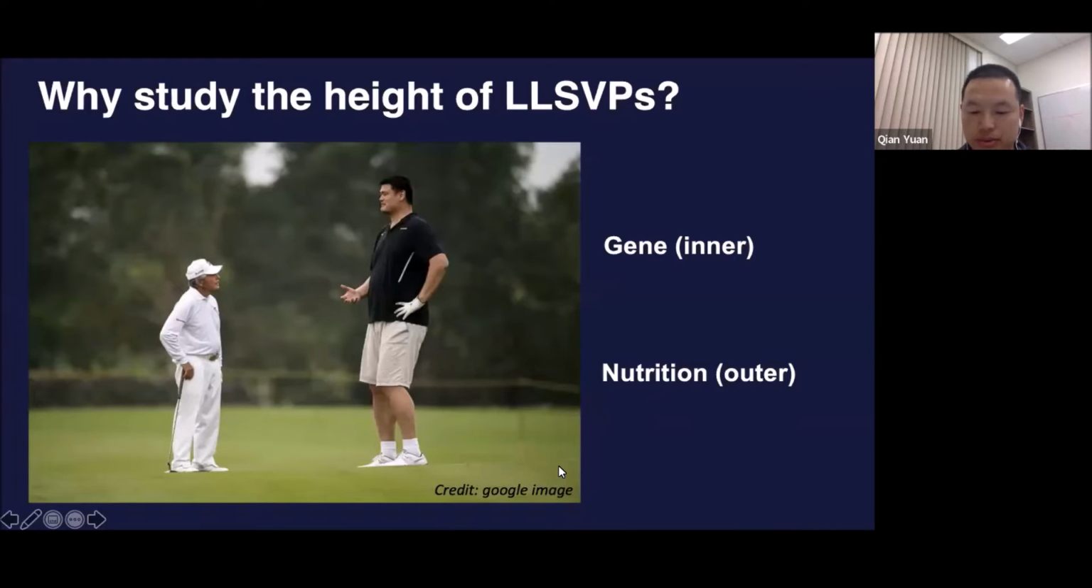So in this talk, when I talk about morphology, I'm specifically referring to the height of the LLSVPs. Then why do we care about the height of the LLSVPs?